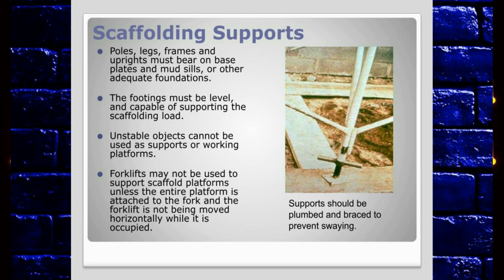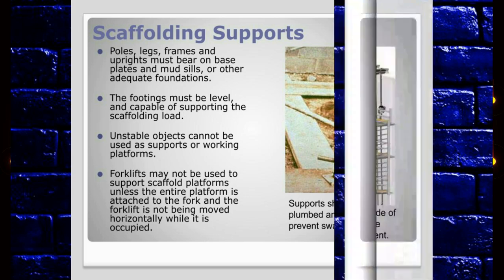Scaffolding supports. Poles, legs, frames, and uprights must bear on base plates and mud sills or other adequate foundations. The footings must be level and capable of supporting the scaffolding load. Unstable objects cannot be used as supports or working platforms. Forklifts may not be used to support scaffold platforms unless the entire platform is attached to the fork and the forklift is not being moved horizontally while it is occupied. Supports should be plumbed and braced to prevent swaying.